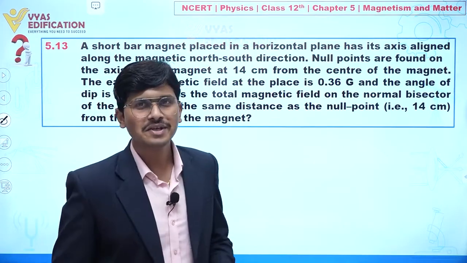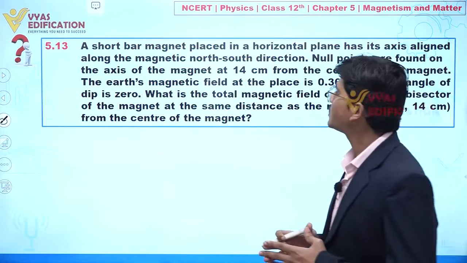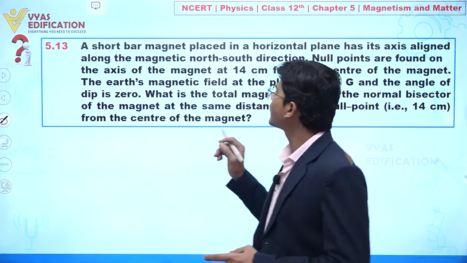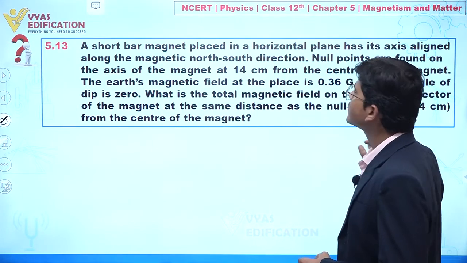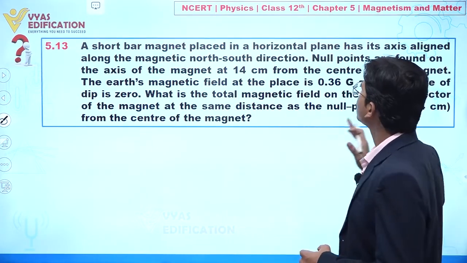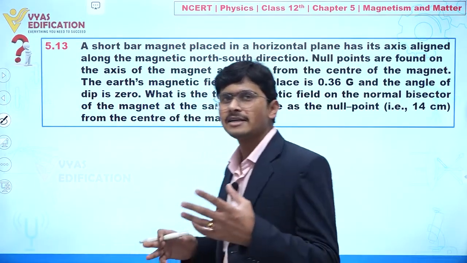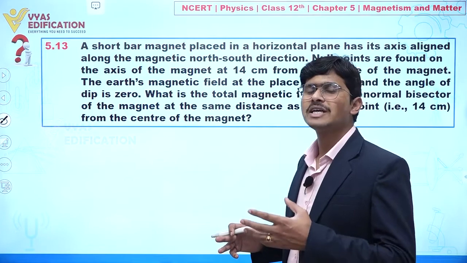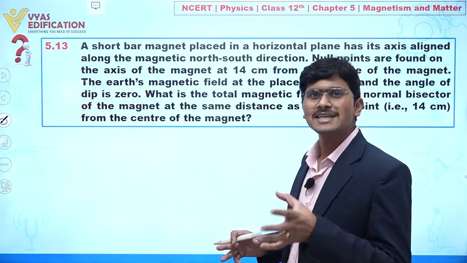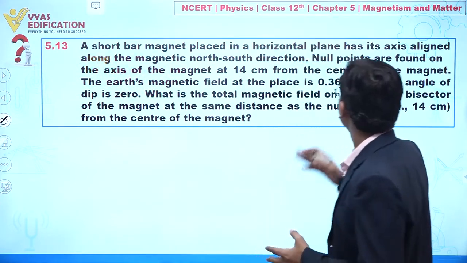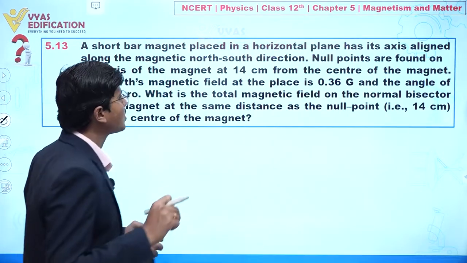Now student, we are going to discuss question number 5.13. In this question, it is given that a short bar magnet placed in a horizontal plane has its axis aligned along the magnetic north and south direction. We are placing a short magnet, and its axial alignment is along magnetic north and south. Null points are found on the axis of the magnet at 14 cm from the center of the magnet.